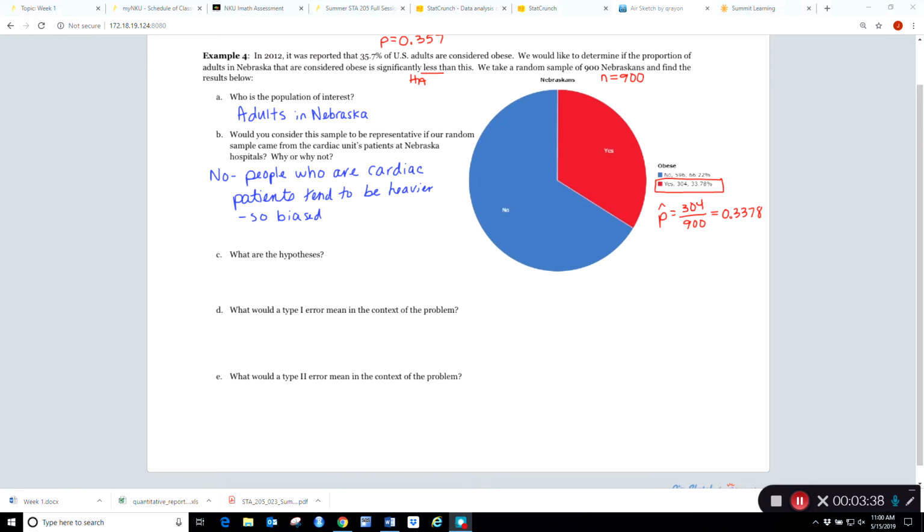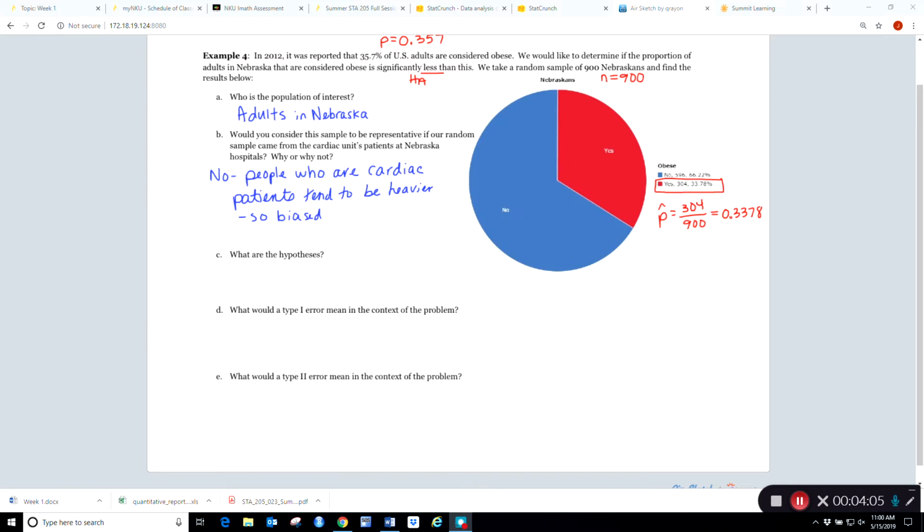Does that idea make sense? We still want to be thinking about how our sample is being selected, even as we keep moving out of the module where we first talked about that. Every time we see a sample, we want to be critical and ask ourselves where it came from. But it says they just took a random sample of 900 Nebraskans. It doesn't say they did the cardiac patients thing, but if they did, I wouldn't consider that to be representative.